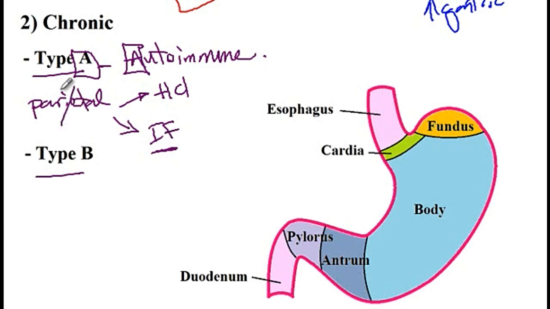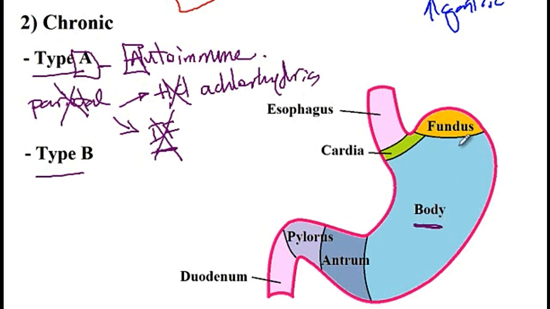So if the parietal cells are targeted in type A chronic gastritis, therefore these patients will develop achlorhydria, as well as pernicious anemia because of the loss of the intrinsic factor. And then this type of chronic gastritis is more commonly affecting the body and the fundus of the stomach. And then type B is mostly associated with the Helicobacter pylori infection and is affecting the antrum of the stomach.